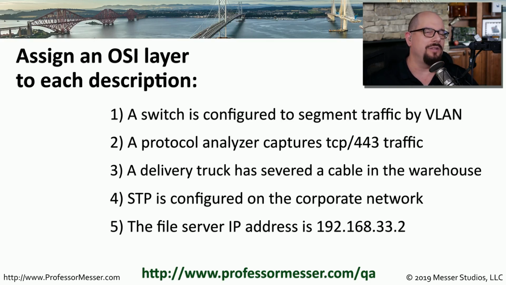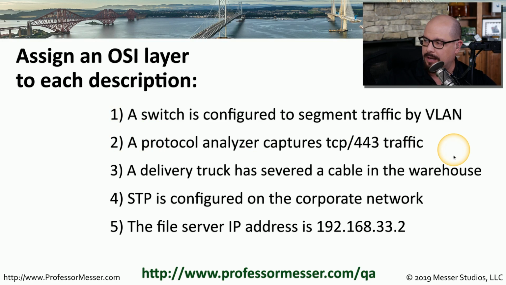I guess it could be, it's really fill in the blank. We'll put it that way. So our first description is a switch is configured to segment traffic by VLAN. What OSI layer does that operate at? The second one is a protocol analyzer captures TCP 443 traffic. What OSI layer is that referring to?